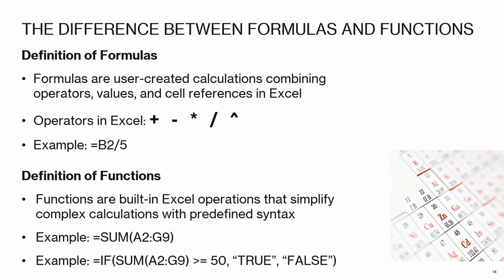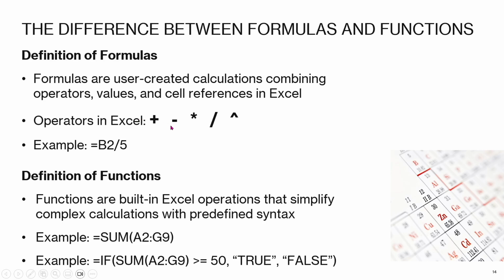All right, so with a formula, the formulas are user created calculations. So you can take operators, and the operators that are used in Excel are the plus sign for addition, the hyphen or minus sign for subtraction. Multiplication is done by using the asterisk. Division is done by using the forward slash. And if you need to raise something to the power, something squared, for instance, you use the caret.